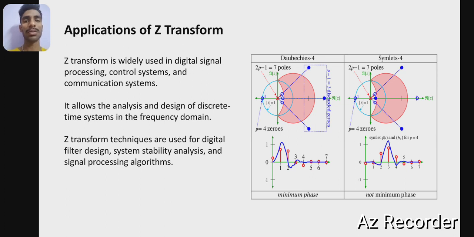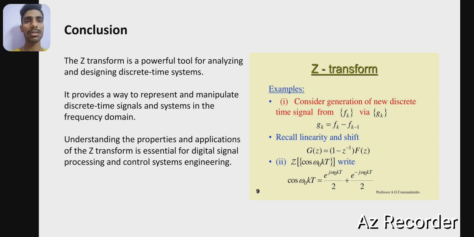Application of Z transform. The Z transform is widely used in digital signal processing, control systems, and communication systems. It allows the analysis and design of discrete time systems in the frequency domain. Z transform techniques are used for digital filter design, system stability analysis, and signal processing algorithms.